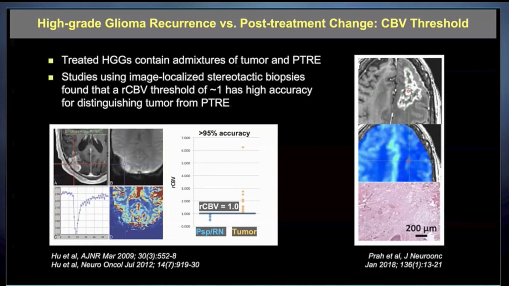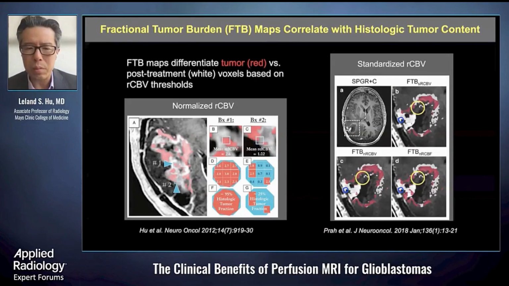And so you can use either one depending on your comfort level at your institution, but just know that there are these two options of choosing normalized or standardized rCBV, and they're fairly equivalent in terms of interpretation. So I mentioned before the optimal threshold values that were determined from stereotactic co-registration. We can use those threshold values to label each individual voxel as having a high probability of tumor or likely being post-treatment effect, depending on whether that rCBV value falls above or below that 1.0 threshold.